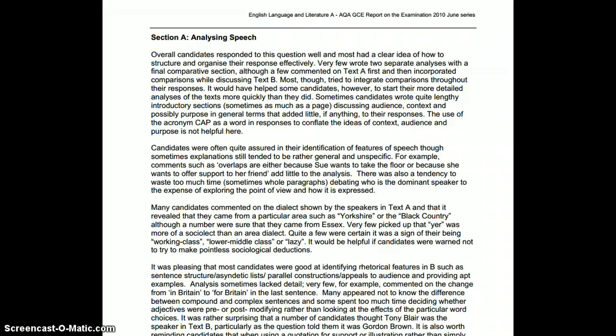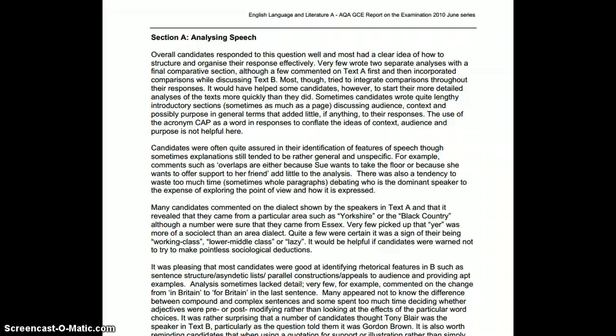Very few wrote two separate analyses with a final comparative section, which is good. You should be comparing throughout. Although a few commented on Text A first and then incorporated comparisons while discussing Text B, most tried to integrate comparisons throughout the responses, which is what you should be doing. It would have helped some candidates, however, to start their more detailed analyses of the extracts more quickly than they did.